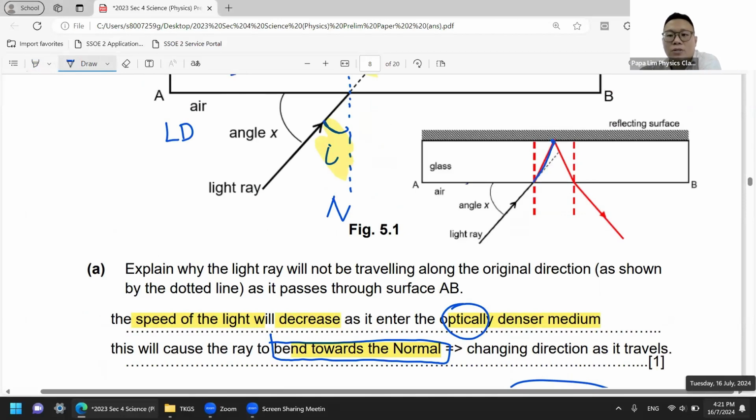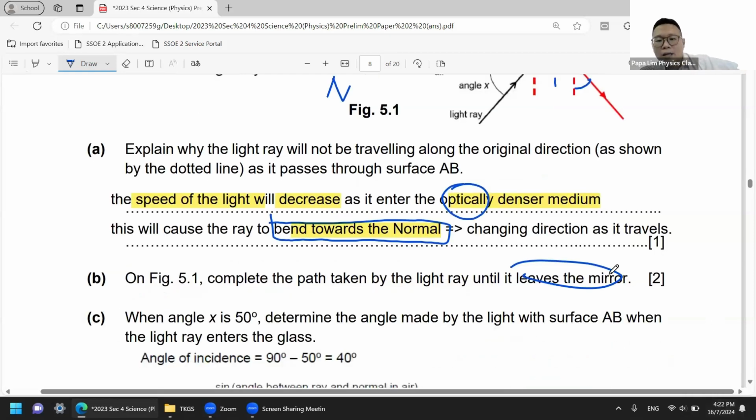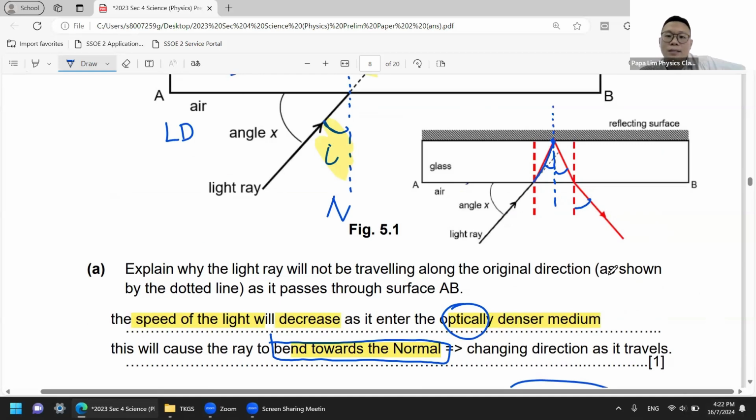It keeps travelling and hits the reflecting surface. Reflecting surface means it will be reflected, which means the angle of incidence and angle of reflection should be the same. From there, you continue the ray with a refraction out of the glass block, or what we call refracted into the air itself, which is what we know as bending away from the normal here. So eventually the path of the light ray until it leaves the mirror would look something like this on the screen.